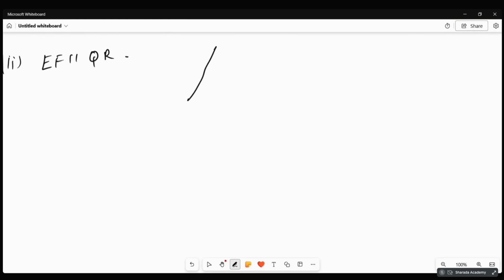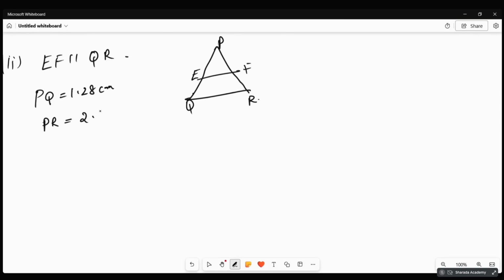What is the diagram we have? PQR, and this is E and this is F. We have this diagram. Now PQ is 1.28, PR is 2.56, PE is 0.18, and PF is 0.36.